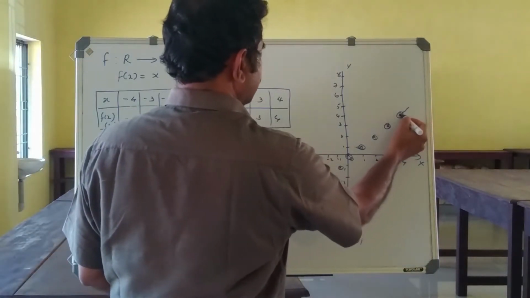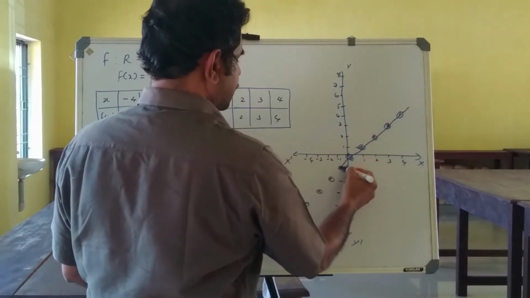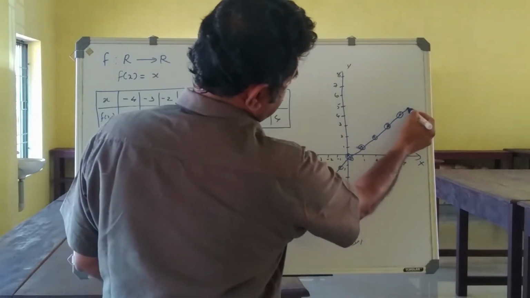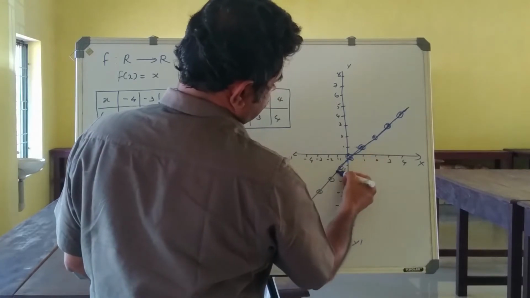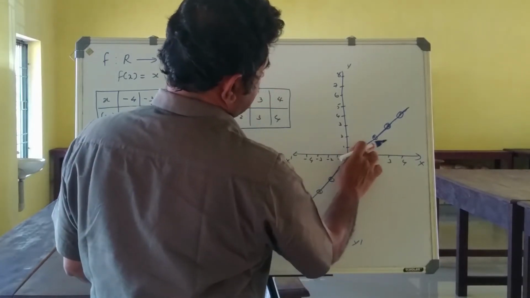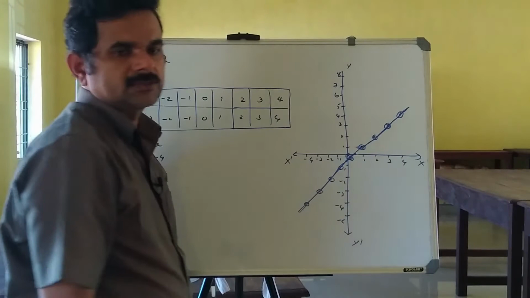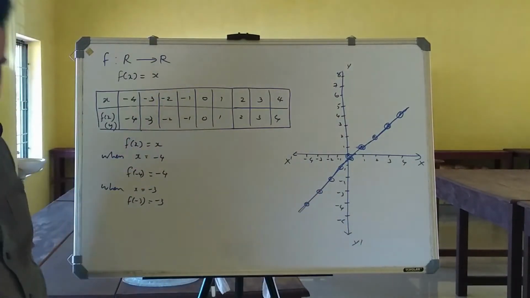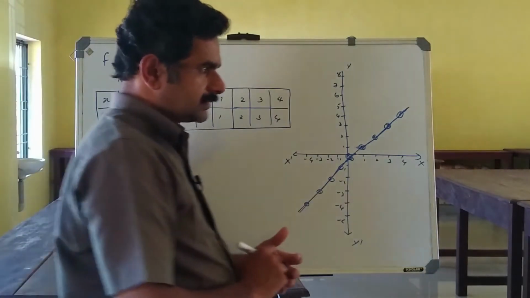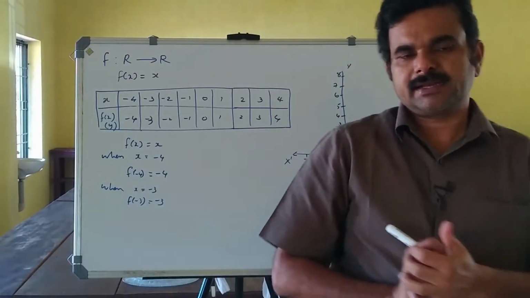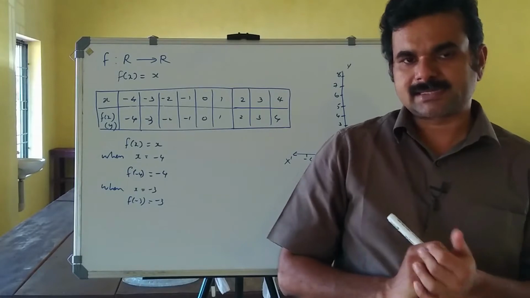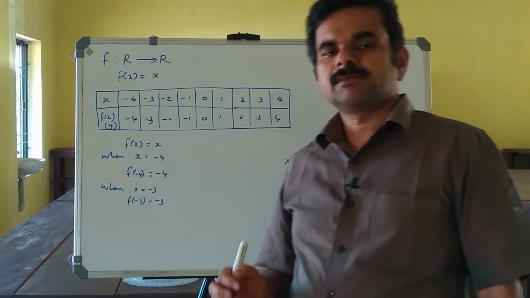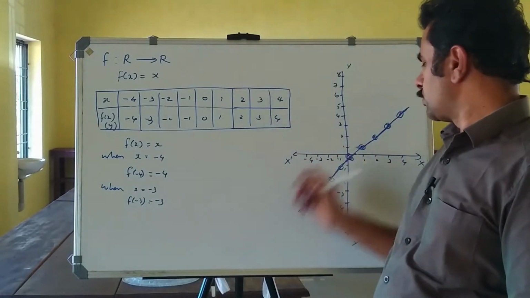We join and we will get a straight line. Okay, a straight line will be obtained. So this is the graph of this function f of x equal to x. The graph of the function f of x equal to x is a straight line which passes through the origin.